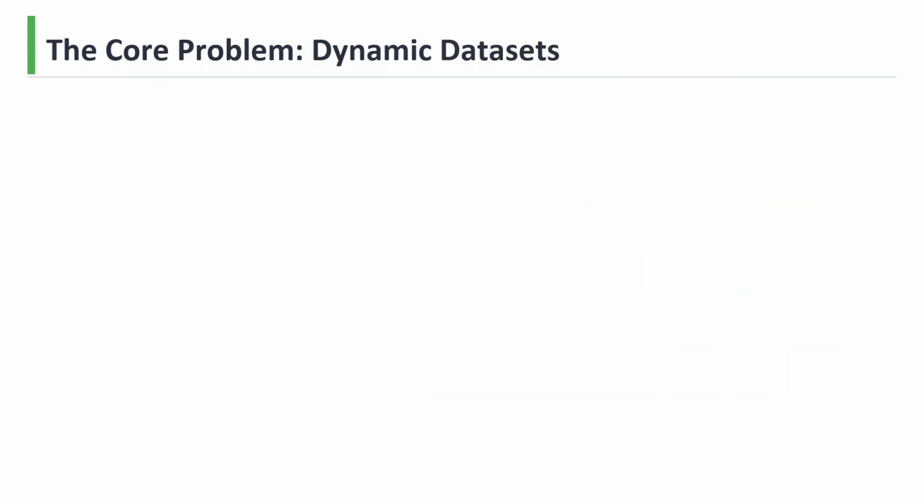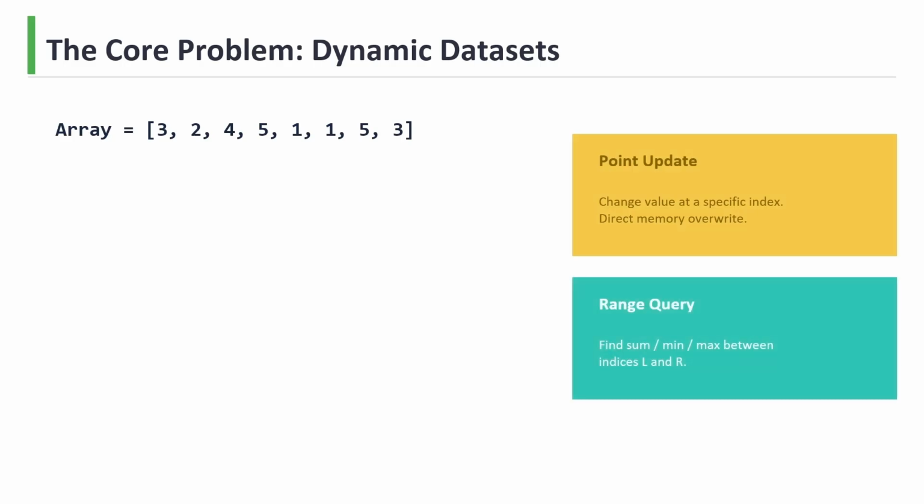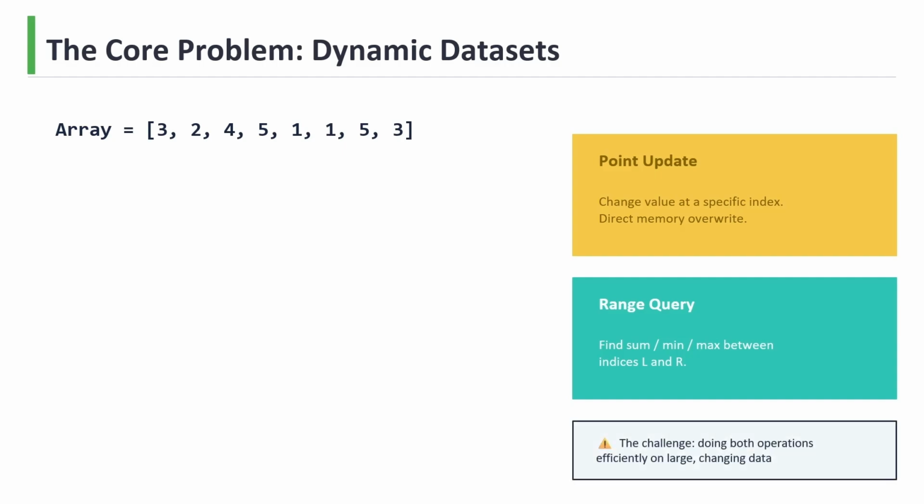To understand the motivation behind this structure, we must look at the core problem of dynamic datasets. Imagine we have an array of numbers. With this array, we have to perform two primary operations. The first is a point update where we need to change a value at a specific index. The second operation is a range query where we need to find the sum or minimum or maximum between indices L and R. The major challenge here is doing both of these operations efficiently on large changing data.